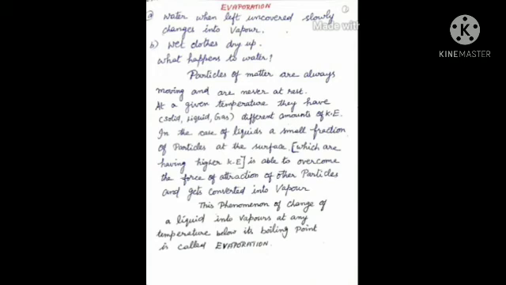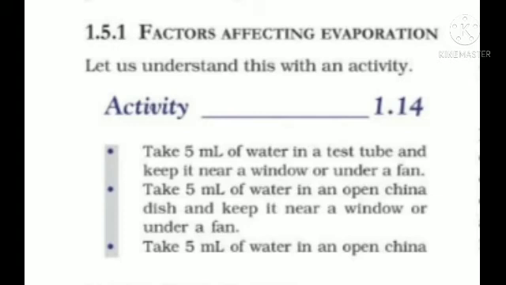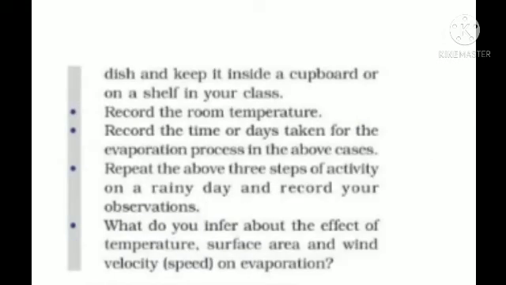Let us understand the factors affecting evaporation by an activity. Activity 1.14. Take 5 ml of water in a test tube and keep it near a window or under a fan. Take 5 ml of water in an open china dish and keep it near a window or under a fan. Take 5 ml of water in an open china dish and keep it inside a cupboard or on a shelf in your class. Record the room temperature.